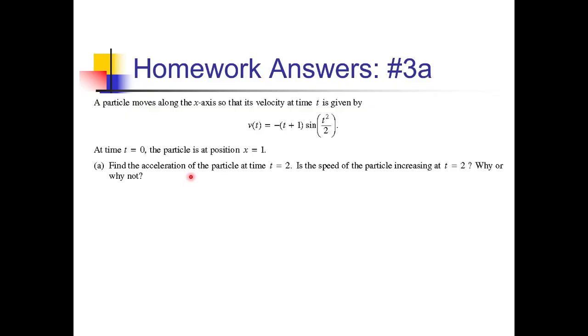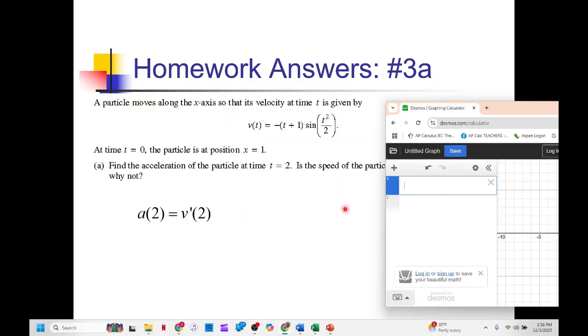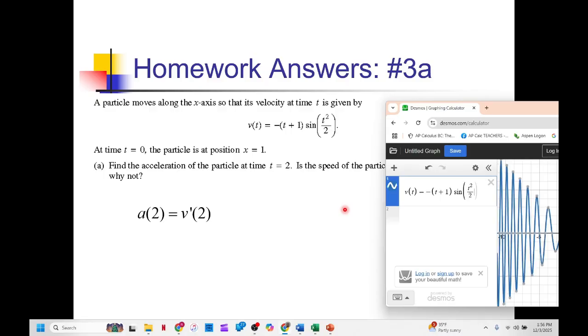For the acceleration piece, since we already have velocity and acceleration is the derivative of velocity, we need to find the acceleration, the v prime, at time 2. So I'm going to say that acceleration at 2 equals v prime of 2. And now let me actually do this on the calculator. So here's my Desmos. Let me put my v function in there. So we've got negative parentheses t plus 1 times the sine of parentheses fraction t squared over 2. And let's just close that parentheses. And we'll worry about the graph later.